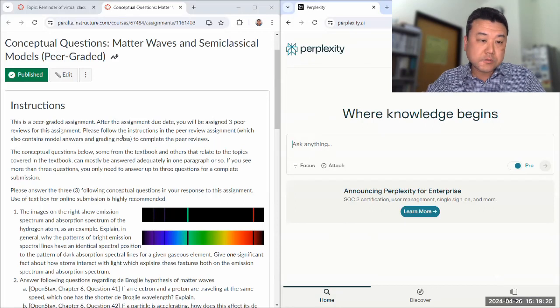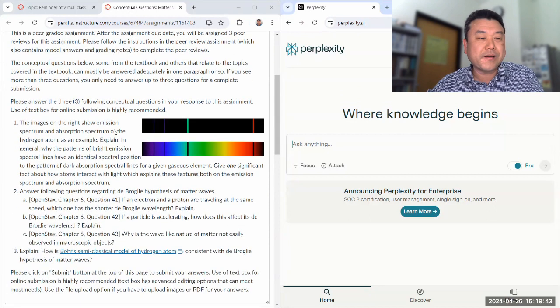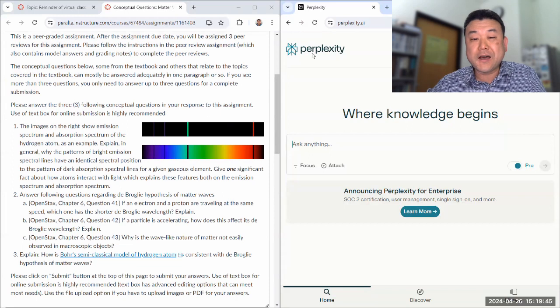All right, so with the conceptual questions we have this week, matter waves and semi-classical models, let me do the usual thing that we've been doing the whole semester, asking our conceptual questions to Perplexity and see how well it does. As I've mentioned, this is really the exciting part of the semester, where I'm really interested in how well Perplexity with GPT-4 does compared to ChatGPT last year.